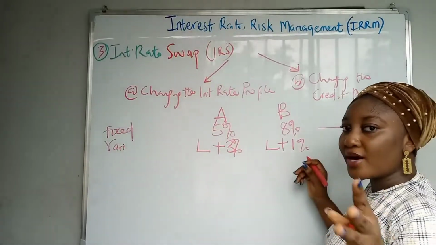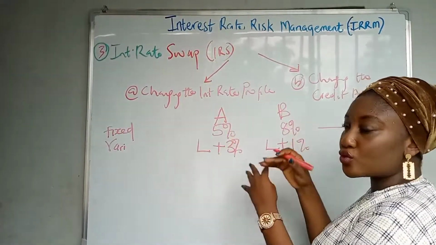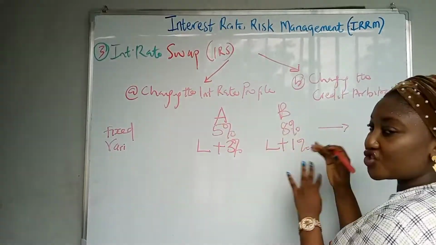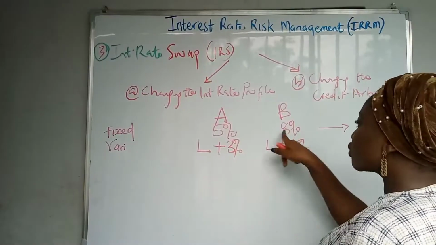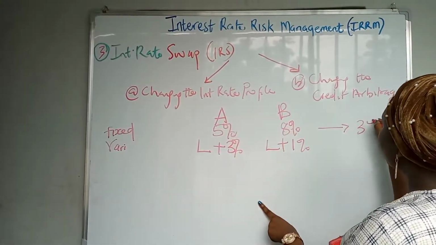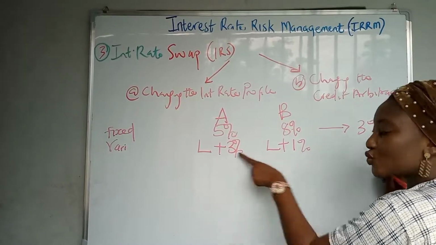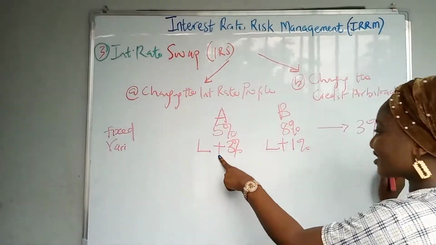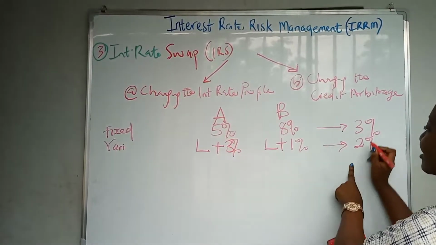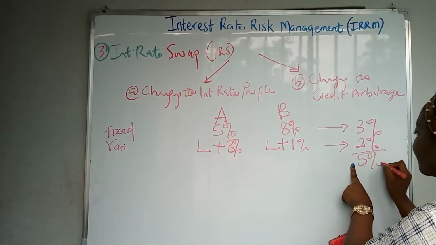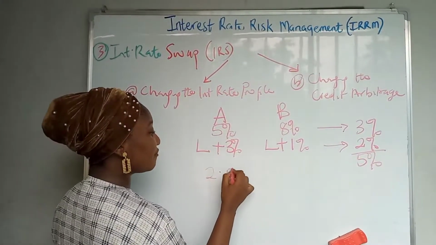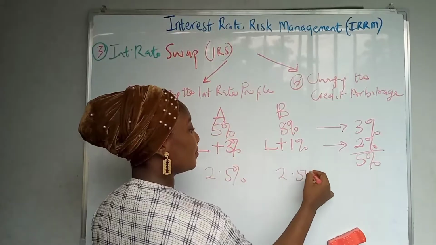So the bank will look for the two of them and try and help them to arrange an interest rate swap, or a changing of their credit arbitrage. Among these two, B is disadvantaged because it could have been saving 3%. Now A is disadvantaged because it could have been saving 2% on it. So can you see the total savings? The total savings is what? 5%. So is this 5% that the two of them will share into 2.5% and 2.5%?